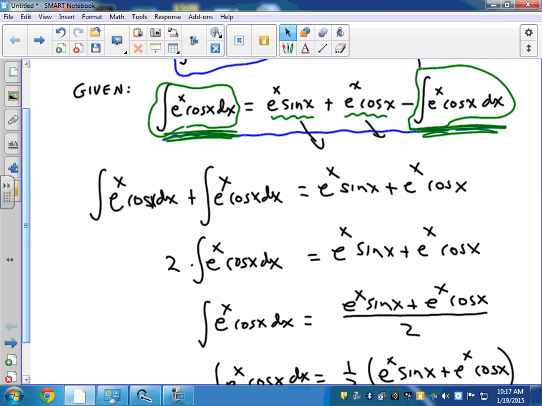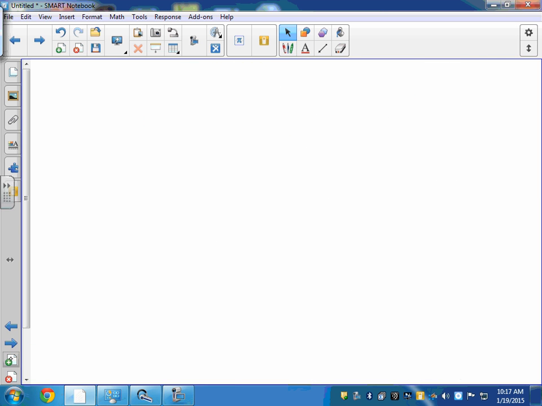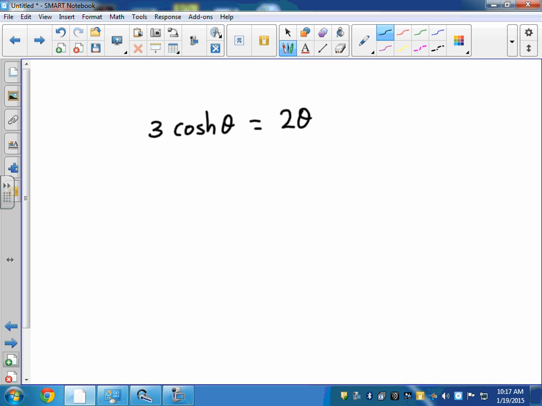So if I pop up a new equation, and I'll just make one up here. If I have 3 times the hyperbolic cosine of theta is equal to 2 theta minus theta times the hyperbolic cosine of theta, and I say I want you to solve for this expression, the hyperbolic cosine of theta, and you say, well, golly, I don't know what that means. Doesn't matter. This is what we're trying to get.